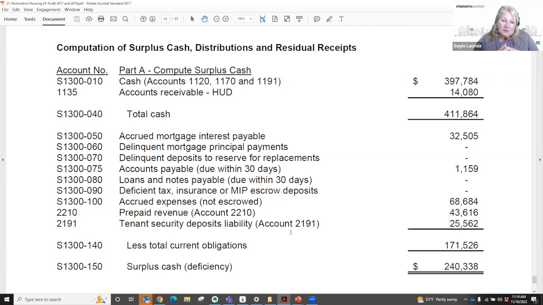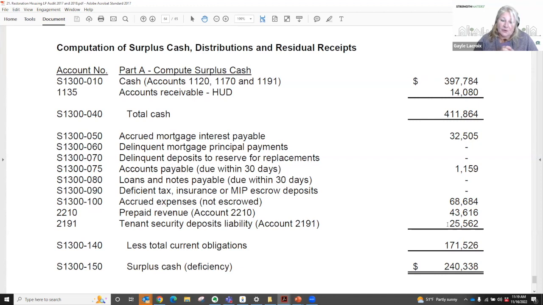So no loans, no deficient tax. We've got some accrued expenses that are not escrowed. You'll see that. Prepaid revenue is included as a liability because technically it's due back to your tenants if they were to move out, right? And then I just told you that tenant security deposits, the asset is up above, the liability is down below. They pretty much wash out. So I don't know. I always thought that was kind of silly, but there we have it.